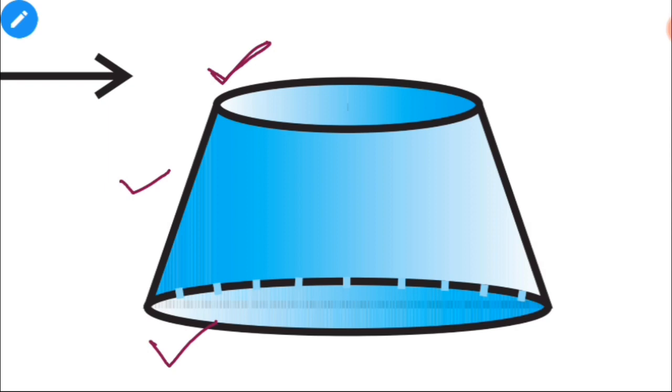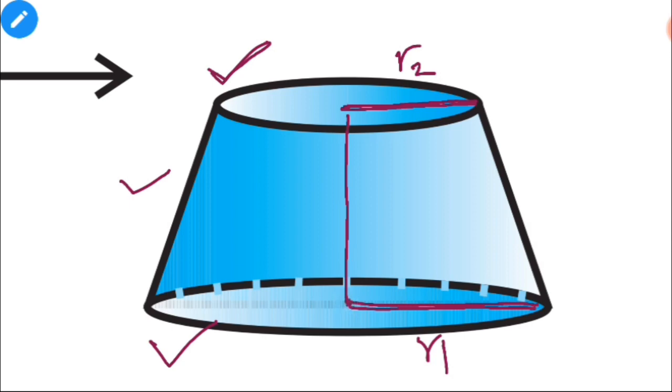Let the radius of the base be R1 and the radius of the top face be R2. The height of the frustum is H, and this is the slant height, slant height is L.